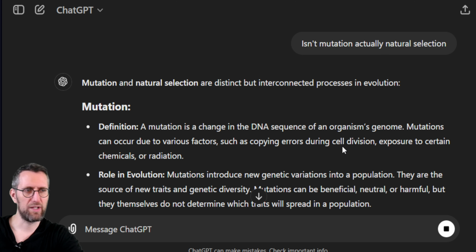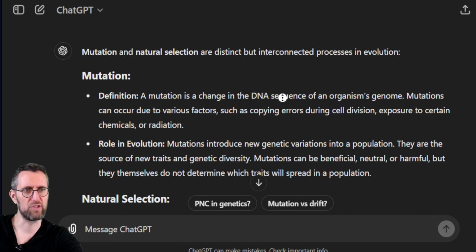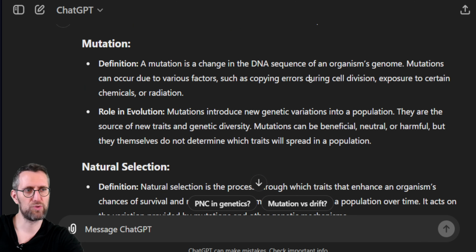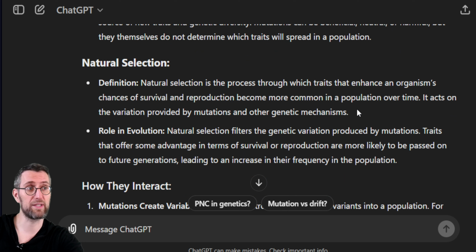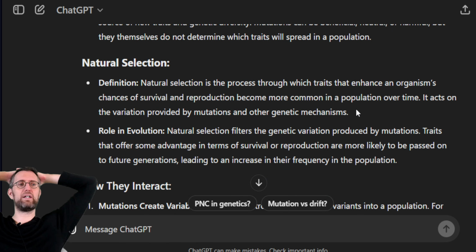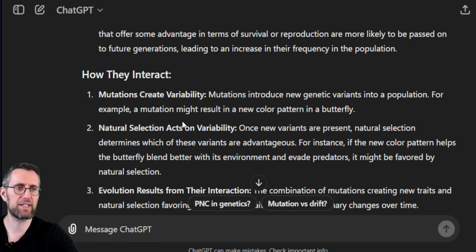A mutation is a change in the DNA sequence of an organism's genome. Mutations can occur due to various factors, such as copying errors during cell division, exposure to certain chemicals, or radiation. Mutations introduce new genetic variations in a population. Natural selection is the process through which traits that enhance an organism's chances of survival and reproduction become more common in populations over time. It acts on the variation provided by mutations and other genetic mechanisms. Natural selection filters the genetic variation produced by mutations. Traits that offer some advantage. Yeah, so they at least interact, right?